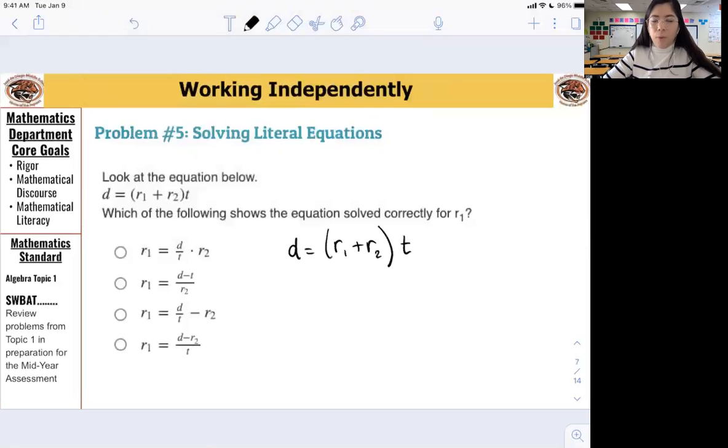So I'm moving things around. I'm trying to get R1 by itself. But R1 is inside of these parentheses. So what should I do first? Because I can't really touch what's on the inside of those parentheses. So which variable can I touch? Which variable can I move over?